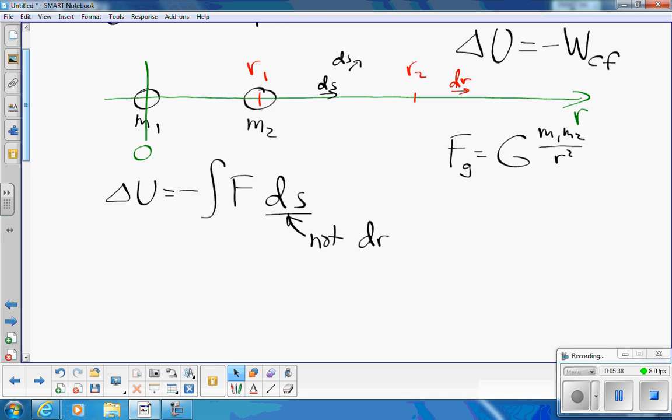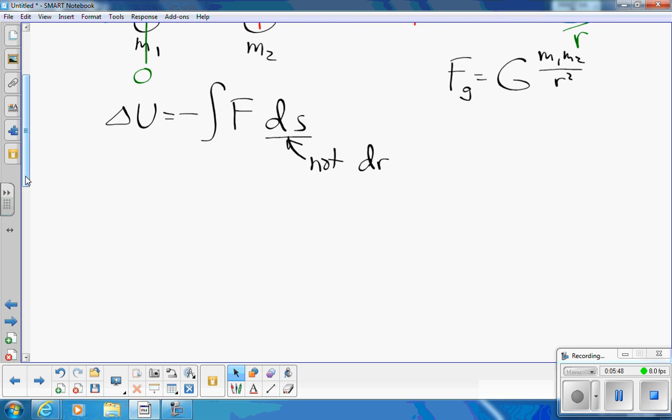So, by the way, the ds is going to turn into dr in a second, because we're being very careful to move from r1 out to r2. All right, so let's plug stuff in here. Delta u is negative integral. I'm going to do this as a definite integral because I'm moving from r1 to r2.